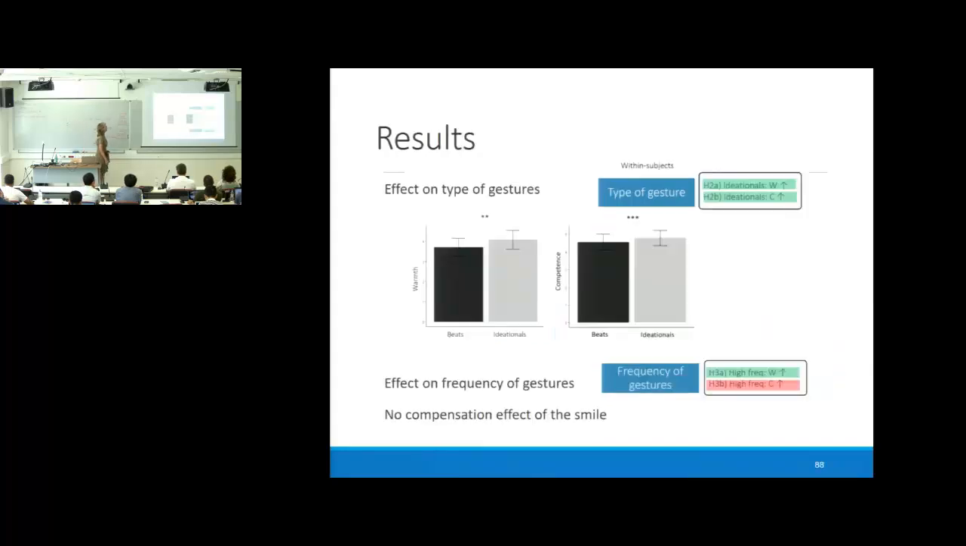So for within-subject, we found some statistically significant differences on the perception of warmth and competence for the type of gesture, so this hypothesis has been verified. For the frequency of gestures, we just found highly significant differences for the warm condition, but we didn't find anything for the competence condition. And we couldn't find a compensation effect of the smile.